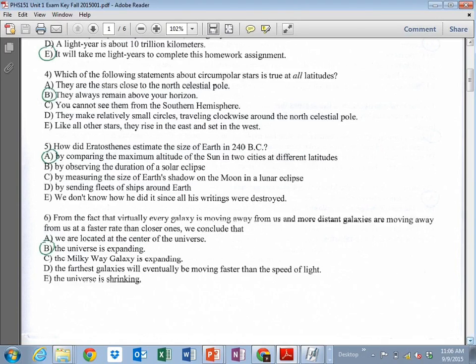Question 5, how did Eratosthenes estimate the size of the Earth? And remember, he had 2 locations, and he knew the distance between the 2 locations, and he looked for the angle of the sun. So A is the best answer there. Question 6, the fact that virtually every galaxy is moving away from us, and the more distant galaxies are moving away faster, we conclude that B, the universe is expanding.